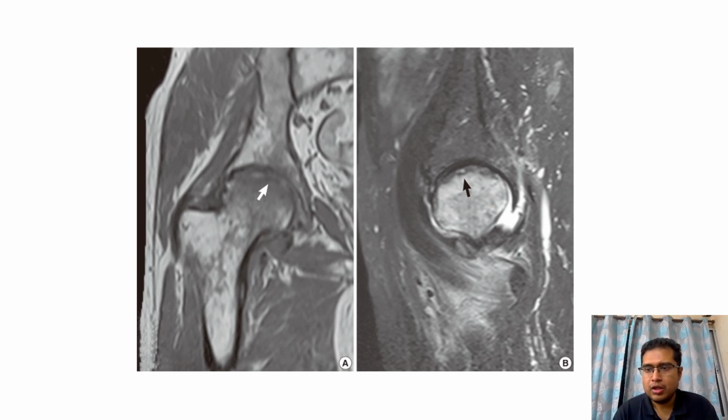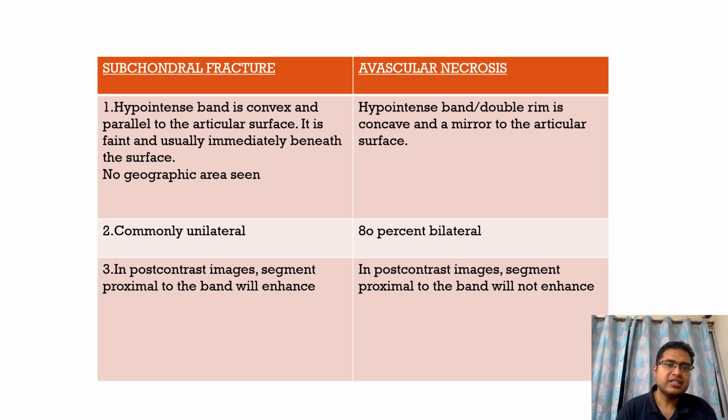So how do we differentiate subchondral insufficiency fracture and avascular necrosis? Because the management of the two entities is different. In subchondral fracture, there is a hypointense band convex and parallel to the articular surface as we saw, and it is faint and usually immediately beneath the surface with no geographic area. While in avascular necrosis, there will be a double line sign with a geographic area of signal alteration. Subchondral fracture is usually unilateral, while avascular necrosis is bilateral in 80% of cases.